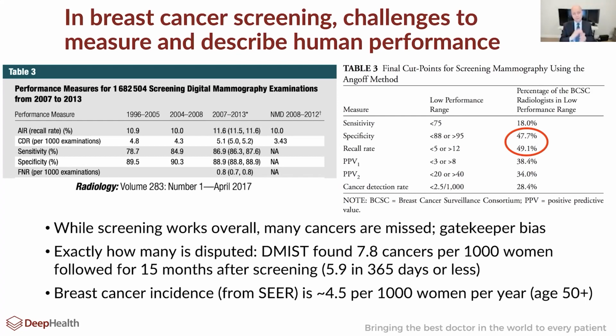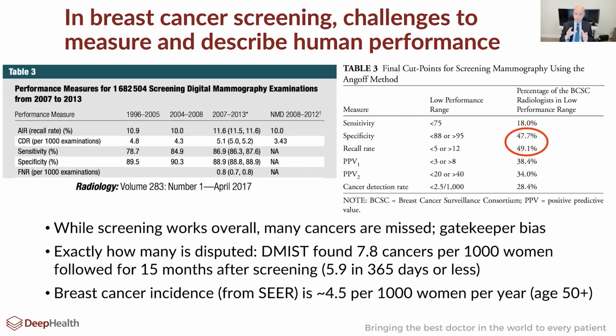DMIST, when they followed for 15 months, found 7.8 cancers per thousand. Most women, of course, go 24 months between screens on average, or maybe a little longer. And so you'd think that the cancer detection rate would be even higher. The SEER data suggests it's about 4.5 per thousand per year. So again, if it's every 2 years, you'd think it'd be about 9 per thousand. Wherever it is, that's of course an important thing, because if you think you're screening every year, well then maybe your cancer detection rate of 5 is awesome.